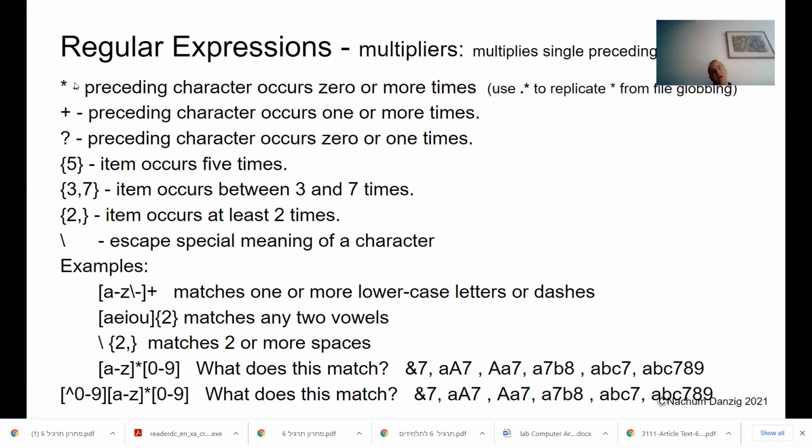And you also have some shortcuts, like star, which here means zero or more times. In file globbing, star means followed by anything, it's a wildcard. Here it's not a wildcard. It's a multiplier, and it's saying zero or more. It's very dangerous to use that star because zero or more means it's not there at all.